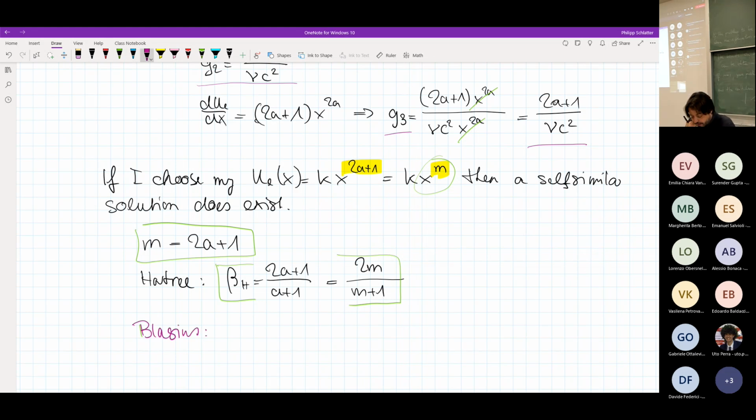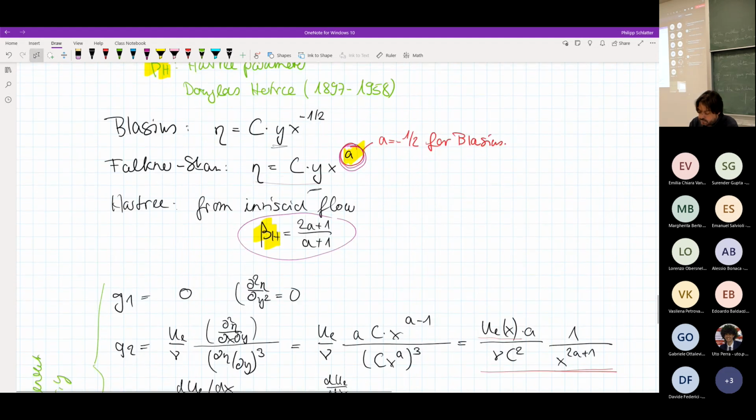Well, in Blasius, our velocity profile is constant. So the free stream velocity is constant. So that means that m is actually 0. And if m is 0, that means that a, by virtue of this equation, is minus 1/2. And of course, that's exactly what we know, because that's what we have already written here. In the case of when we have a being 1/2, then we revert back to Blasius.